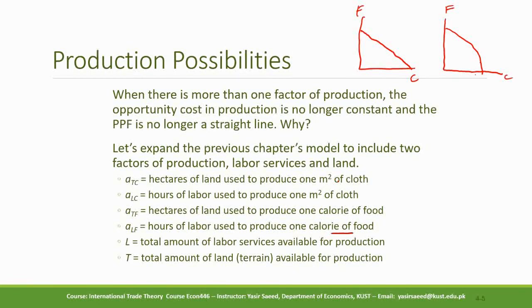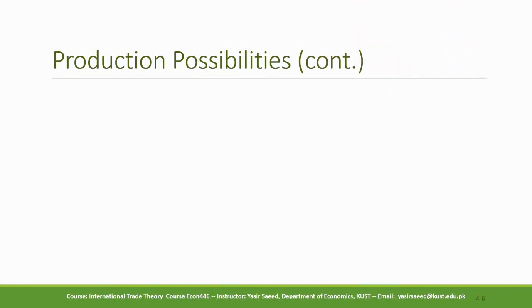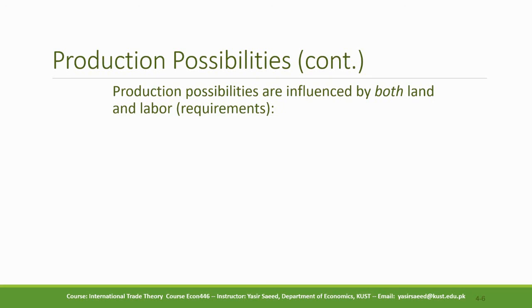L is the total amount of labor available for production, and T is the total amount of land or terrain available for production. Remember that we have discussed in our assumption that the amount of L and the amount of T in the economy will remain fixed. It is important to note that for the production possibility frontier, both the factors of production are required. We will be using land as well as labor in order to produce the amount of cloth and the amount of food that we require.